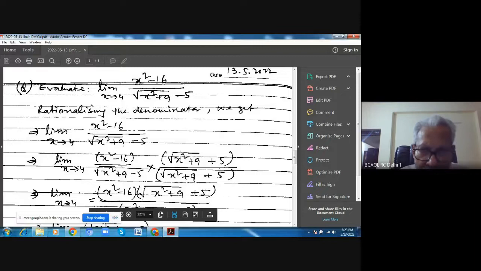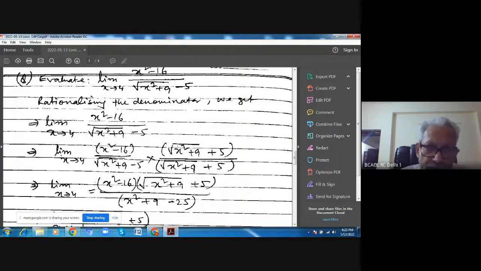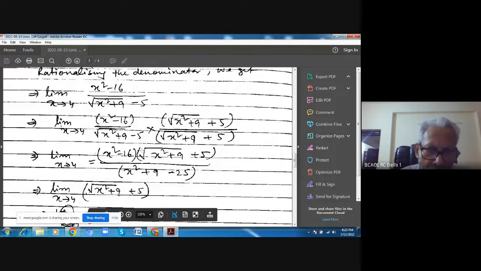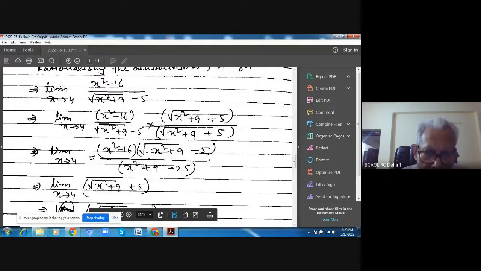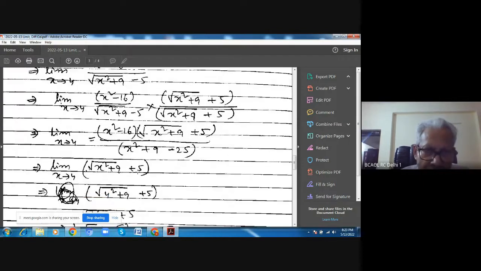Same thing, we multiply the numerator and denominator by the same thing. So you have to just simply do it. Then after that, no problem. Simply you have to multiply, and slowly you have to solve it, and you get it. In this case, you see x square plus 9 minus 4, so x square minus 16. So this part cancels each other, and the remaining part is there only.